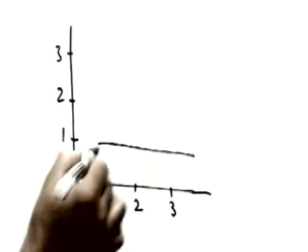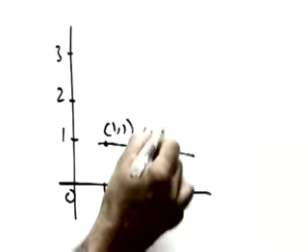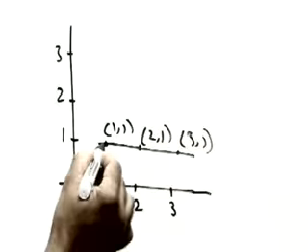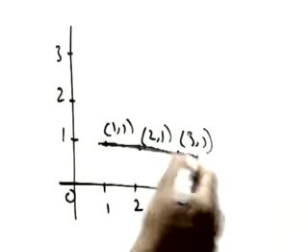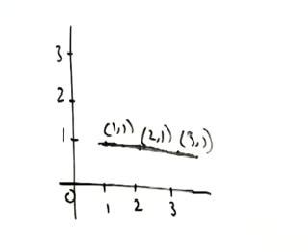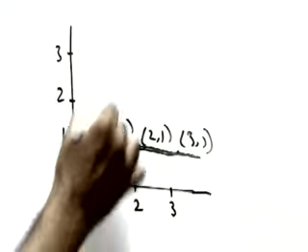Suppose I have drawn a horizontal line. What will be this point? This point will be 1 comma 1, this point will be 2 comma 1, this point will be 3 comma 1. That is, when we draw a horizontal line, its y coordinate is constant, whereas x varies 1, 2, 3. So x changes but y is constant.